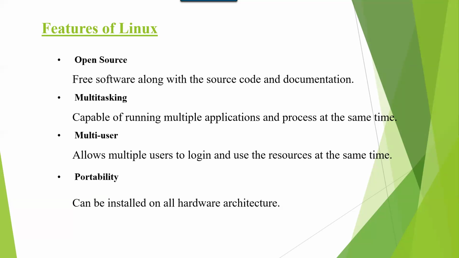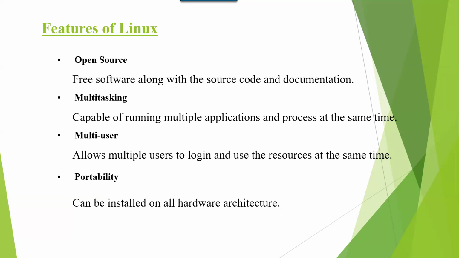And next one is multitasking. Multitasking means multiple tasks you can perform at a time. For example, at a time you're listening to songs, and at the same time you want to install something, create something, or open some other applications. You can do that. Multiple tasks can be performed. This feature is there in most operating systems. Even in Windows we have that feature.